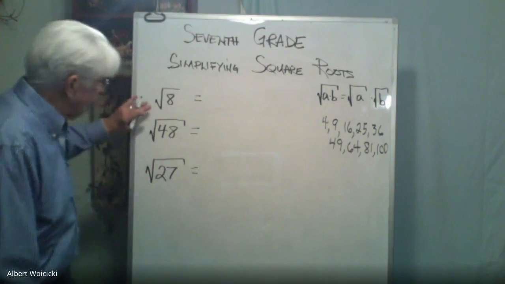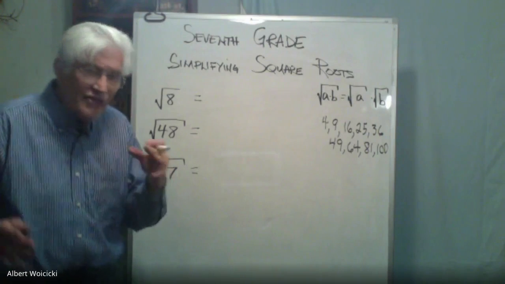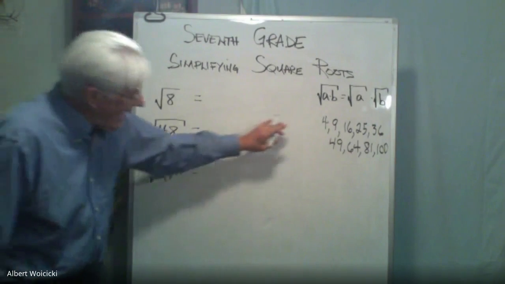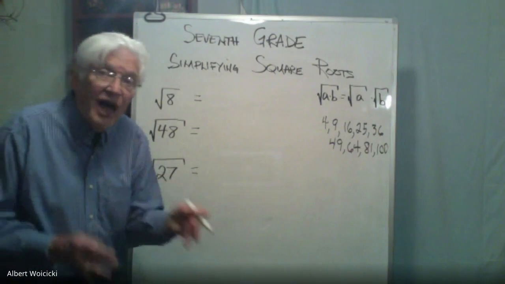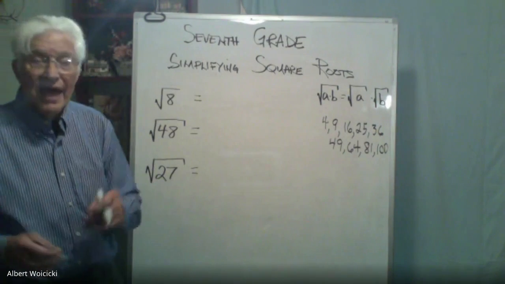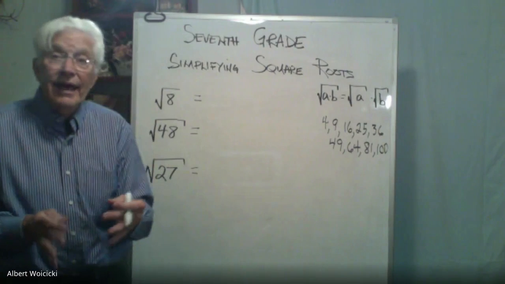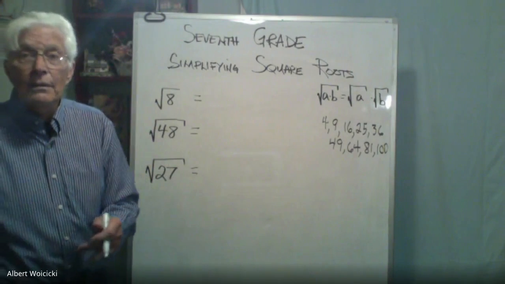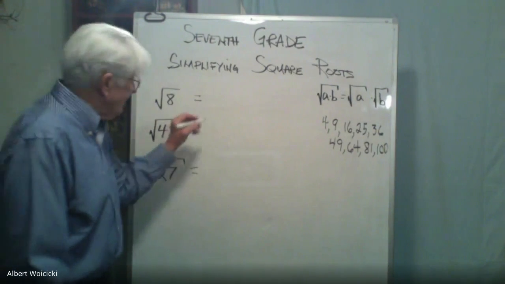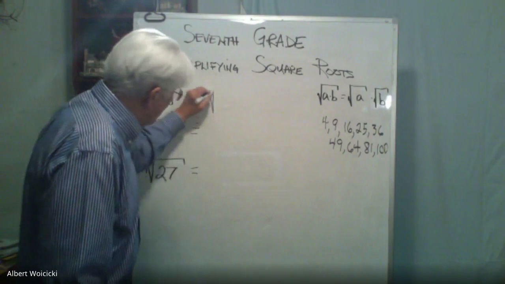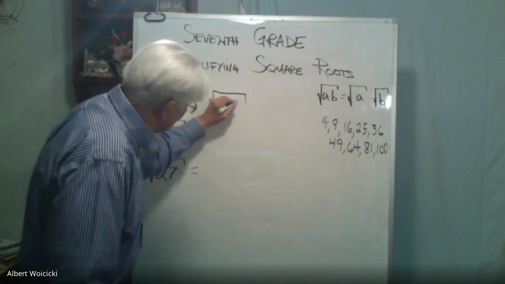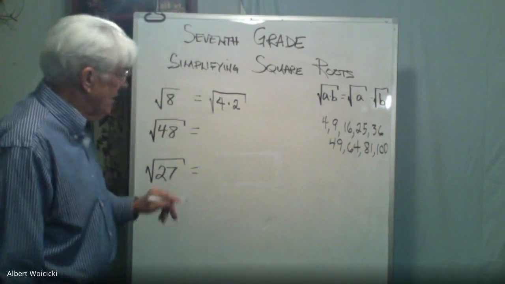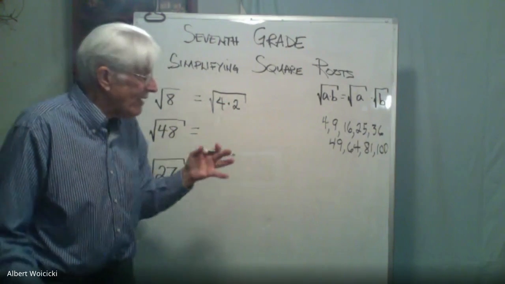So when I look at the square root of 8, I ask myself, are any of these numbers, and there's only one that's possible, a factor of 8? It has to be smaller than that, and it has to multiply by something to make 8. It's 4. That 4 times 2 makes 8. So these are exactly the same.